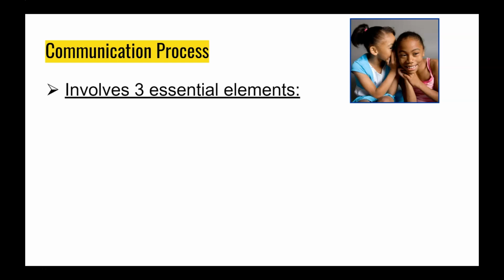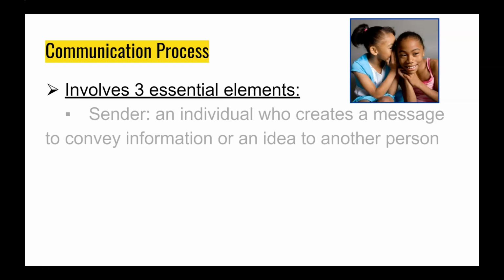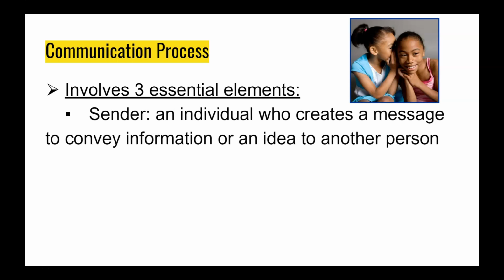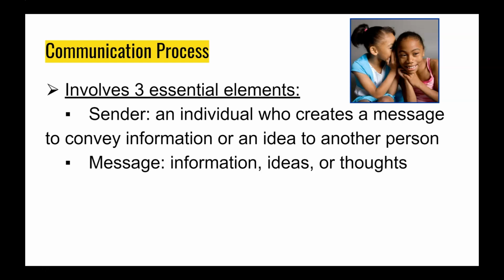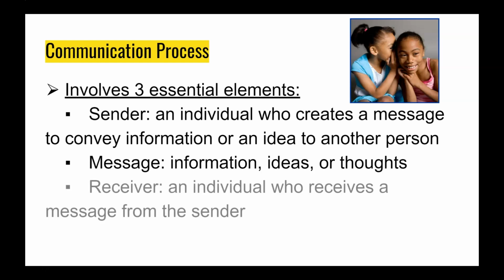The communication process involves 3 essential elements. First, there is the sender, who is the individual who creates a message to convey information or an idea to another person. You, of course, have the message, which is the information, ideas, or the thoughts. And the receiver is the individual who receives a message from the sender. All 3 of these elements are important, and all 3 are needed in order for communication to occur.